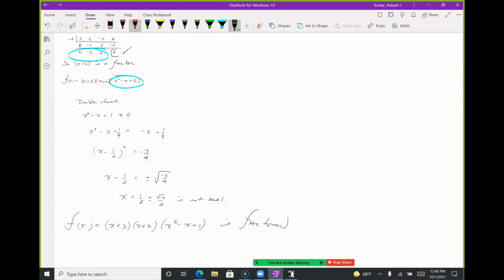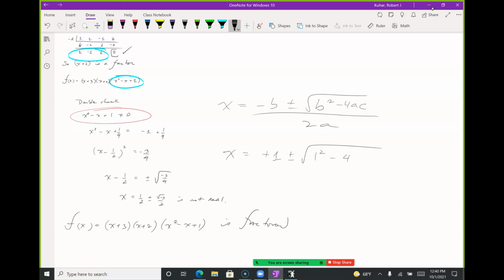Did anyone want to see this with the quadratic formula? Yeah, okay. So x equals -b plus or minus the square root of b squared minus 4ac all over 2a. Sorry, you had to hear me sing. But x equals positive 1 plus or minus the square root of 1 squared minus 4 times 1 times 1, all over 2 times 1. And you can see I get the same answer right away: 1 plus or minus square root of -3 all over 2, which is what I got here.